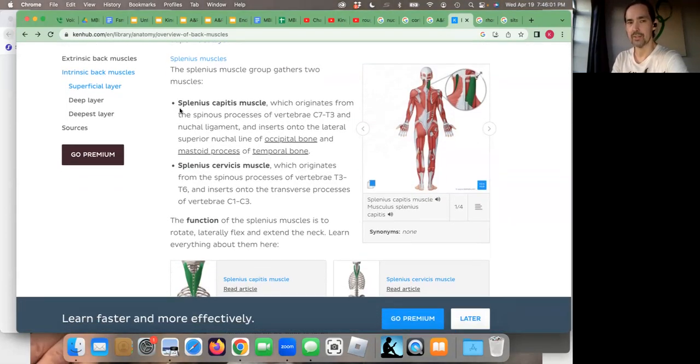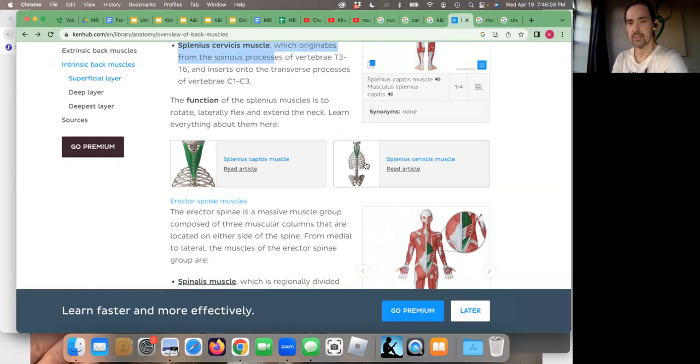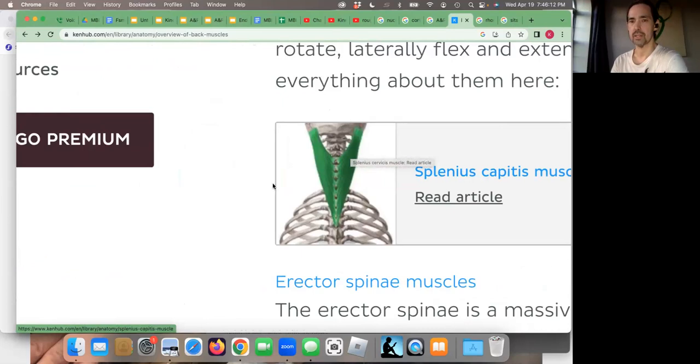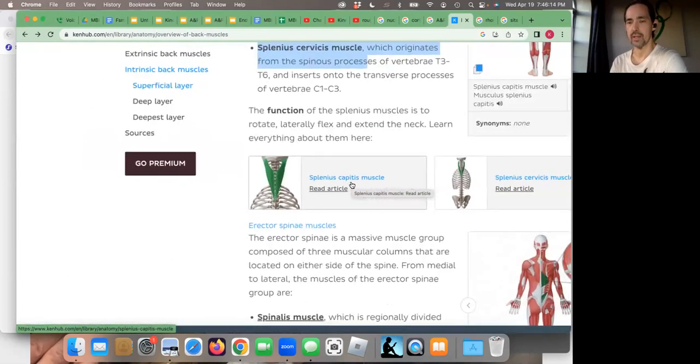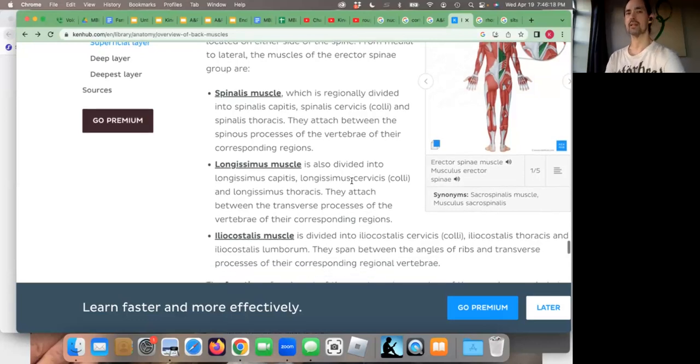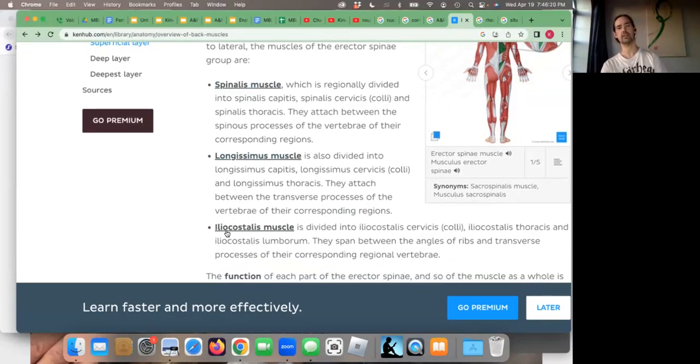of the back muscles. Don't forget the splenius muscles at the top, splenius capitis, splenius cervicis. Don't forget those. And then below are the erector spinae muscles, the spinal erector group, the ILS muscles. That's the iliocostalis, the longissimus, and the spinalis.